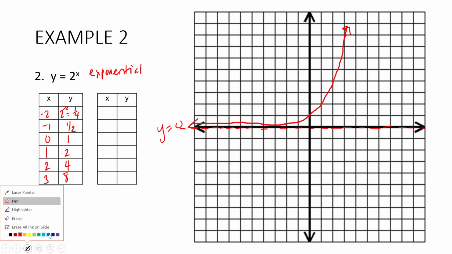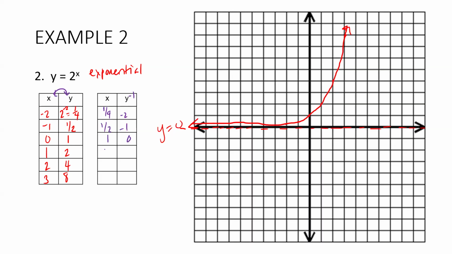After the original, we're now going to graph our inverse. So notice I'm going to put a negative on that y. This is going to be our inverse, meaning that I'm switching my x and y values. So my input is now 1/4, my output is -2. My input is now 1/2, my output is -1. Input is 1, output is 0. Input is 2, output is 1. Input is 4, output is 2. Input is 8, output is 3.